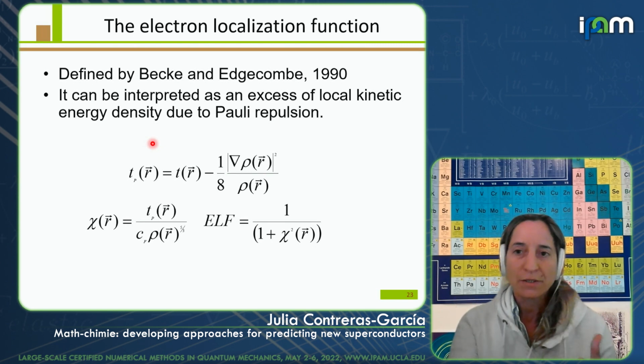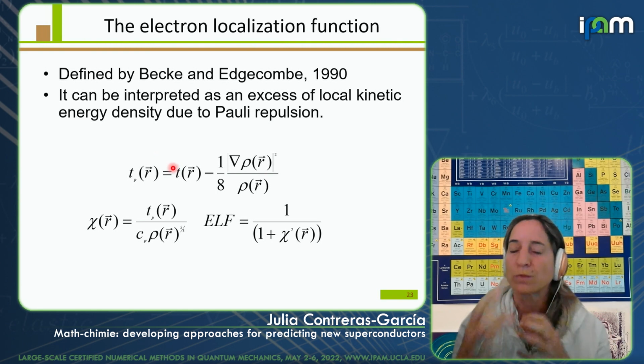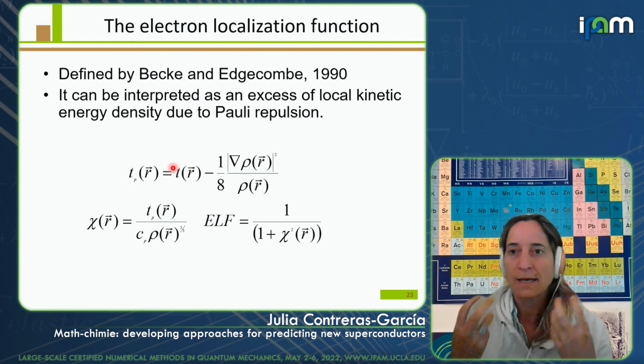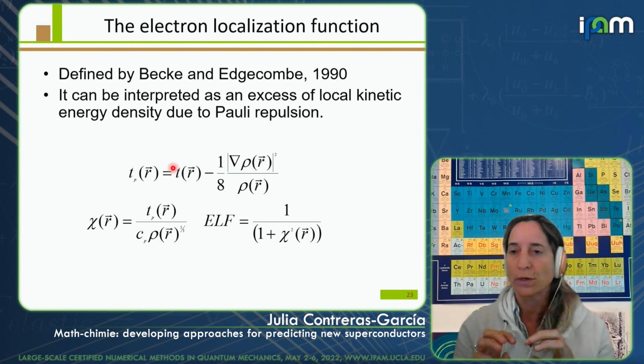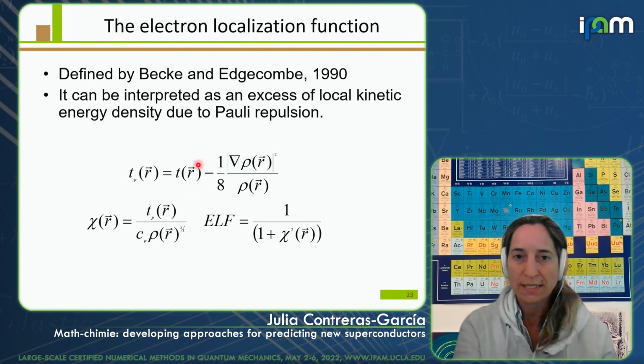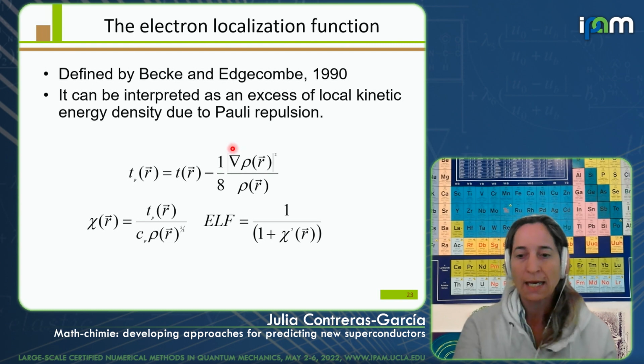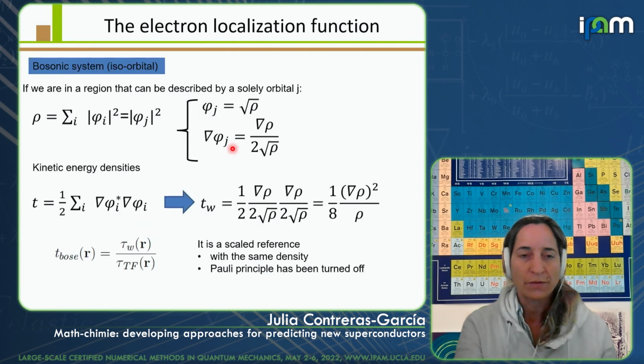Now, we want to only take into account Pauli repulsion, which is what is supposed to be giving us this structure into bonds and lone pairs. So this is the total kinetic energy density, and we will take out this quantity. This quantity is called the bosonic kinetic energy density. And let me show you pretty fast.